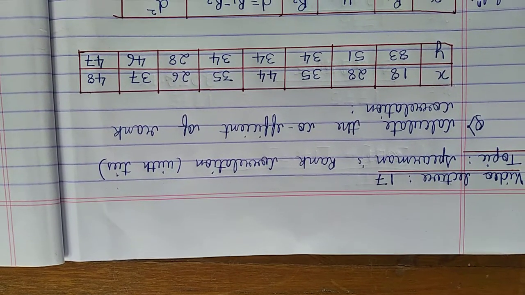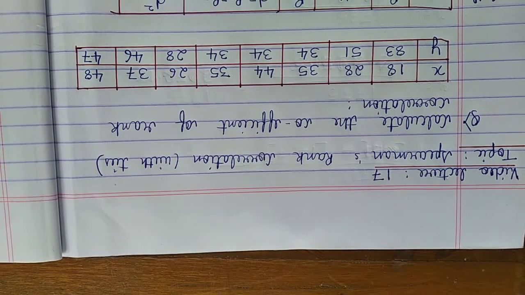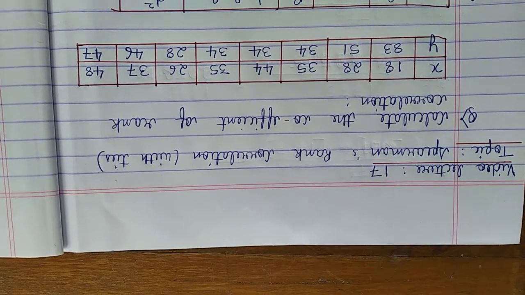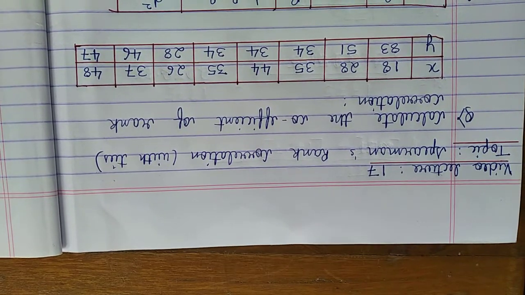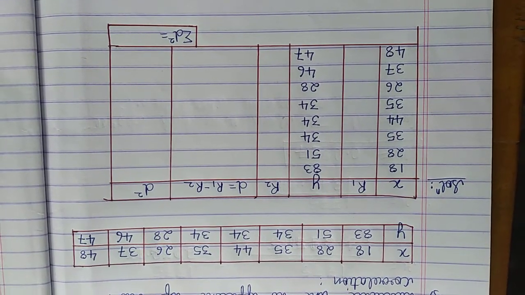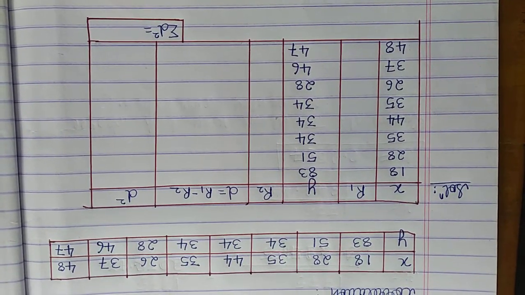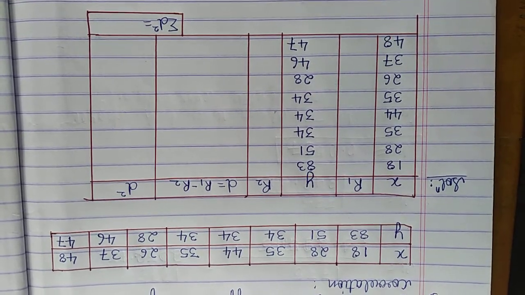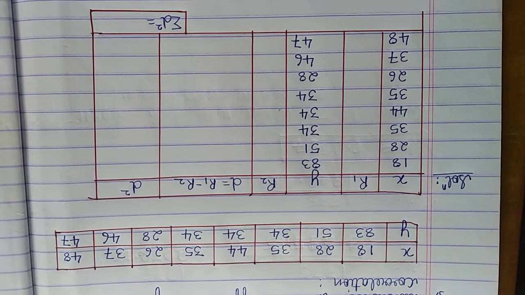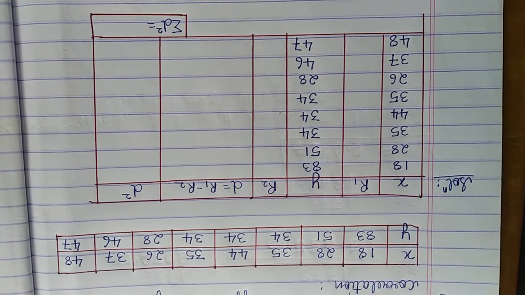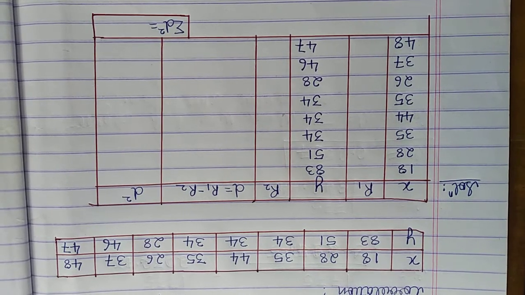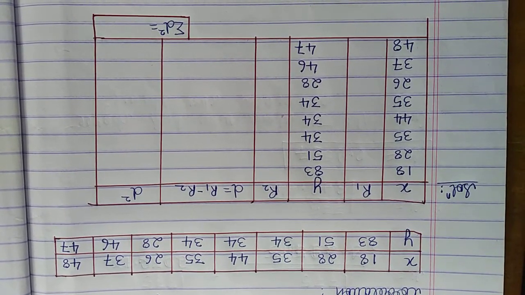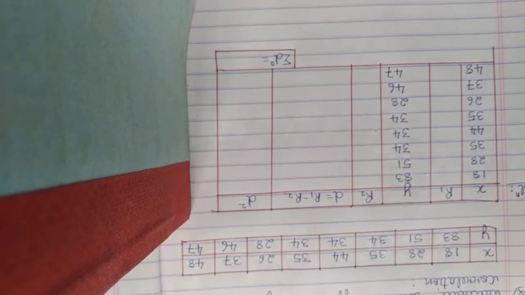So let us begin. Our first step is always to give ranks. But before that, we'll draw the table. The table is like this. I've already drawn it. Here we note down the values of X, Y as given in the problem, and we have to assign ranks R1 and R2. R1 corresponds to rank of X and R2 corresponds to rank of Y. So once you have drawn this table, the next step is to assign ranks.